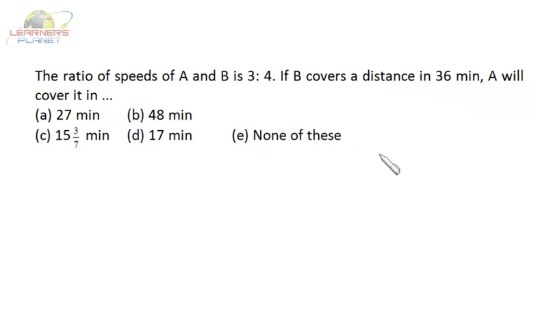Now friends, you try this question. The ratio of speeds of A and B is 3:4. If B covers the distance in 36 minutes, A will cover it in what time? Since the speed ratio is 3:4, the time ratio will be 4:3. And if B is taking 36 minutes, that means 3 parts is 36 minutes. That means 1 part is 12 minutes. That means 4 parts is 48 minutes. That is the time taken by A. I hope your answer is matching with mine. So A will be taking 48 minutes.